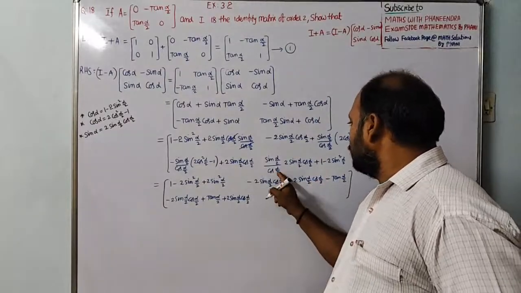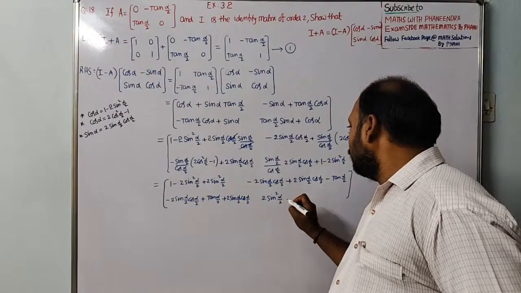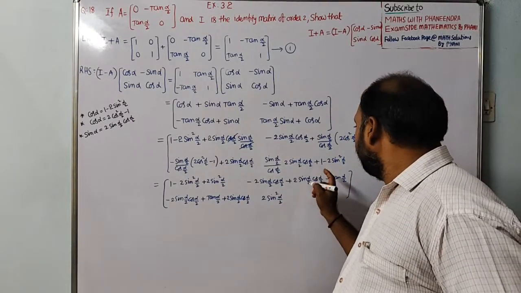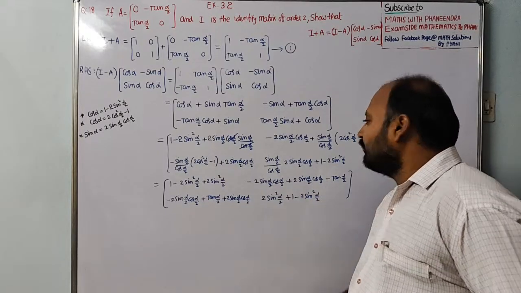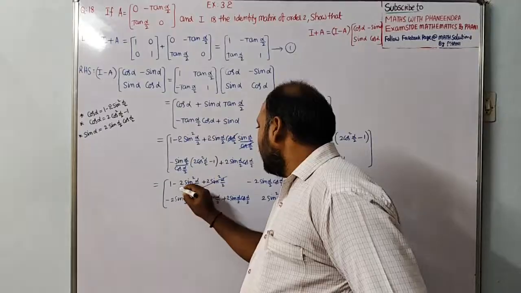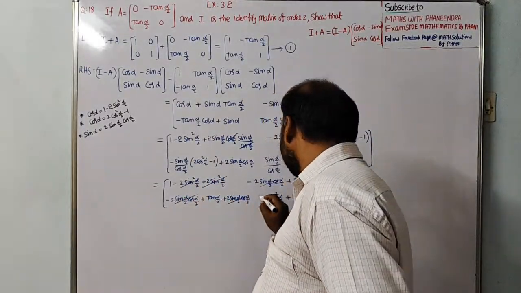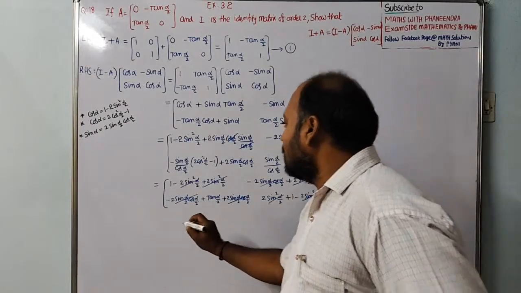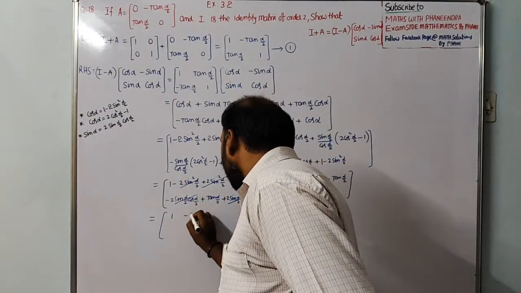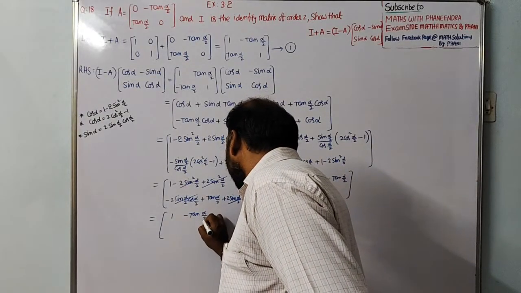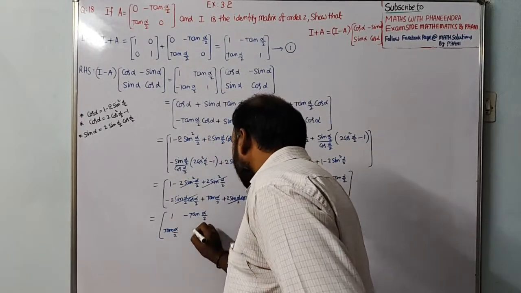Next come to here. These two will be cancelled. 2 sin square alpha by 2 plus 1 minus 2 sin square alpha by 2. Now these two will be cancelled. These two will be cancelled. These two will also be cancelled. The rest of the things: 1 minus tan alpha by 2 plus tan alpha by 2, here 1.